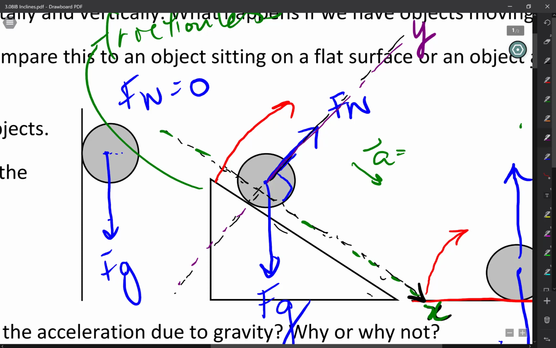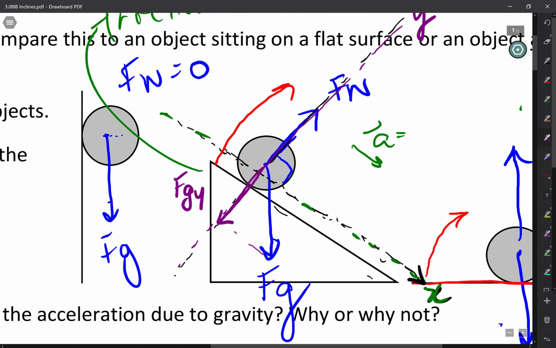Now keep in mind that no component will ever be longer than the original vector itself. So my force due to gravity is going to come all the way down here, where it's going to meet this tip of the arrow over here, and this is going to be my FGY, my vertical or y component of my gravity. Also, I have the x component of my gravity going along the same direction as my x-axis, and this is the x component of my force due to gravity.